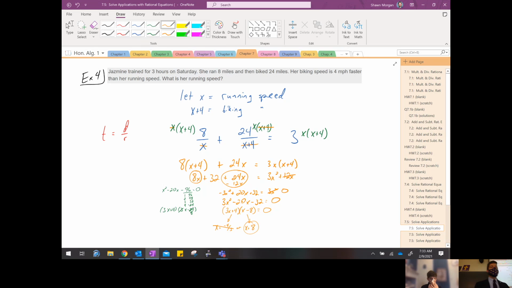All right, questions on example 4. That's a little bit tougher, wasn't it? Okay, the setup and the solve were both a little bit tougher than the average problem, and that's okay.